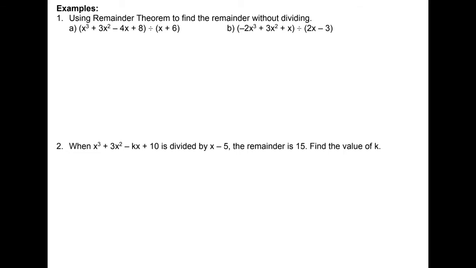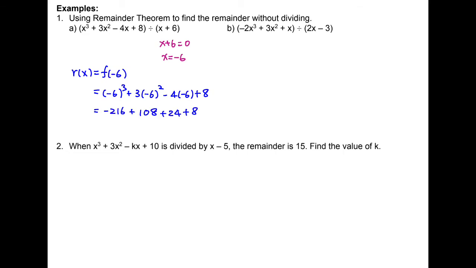So example 1, if I want to find the remainder when the function is being divided by x plus 6, the first thing is we have to let the divisor equal to 0. So x will become negative 6. So our remainder will be f at negative 6. Substitute and expand and simplify, you're going to get negative 76.